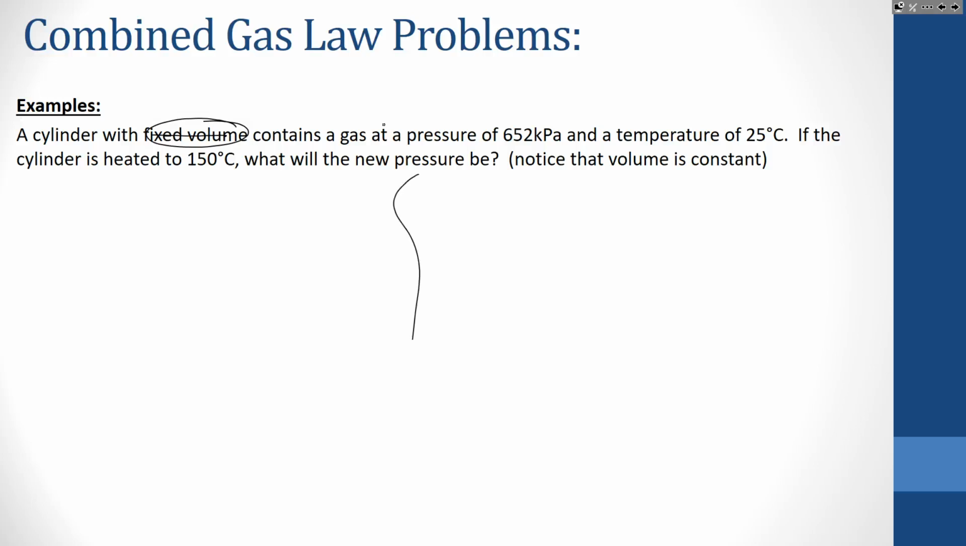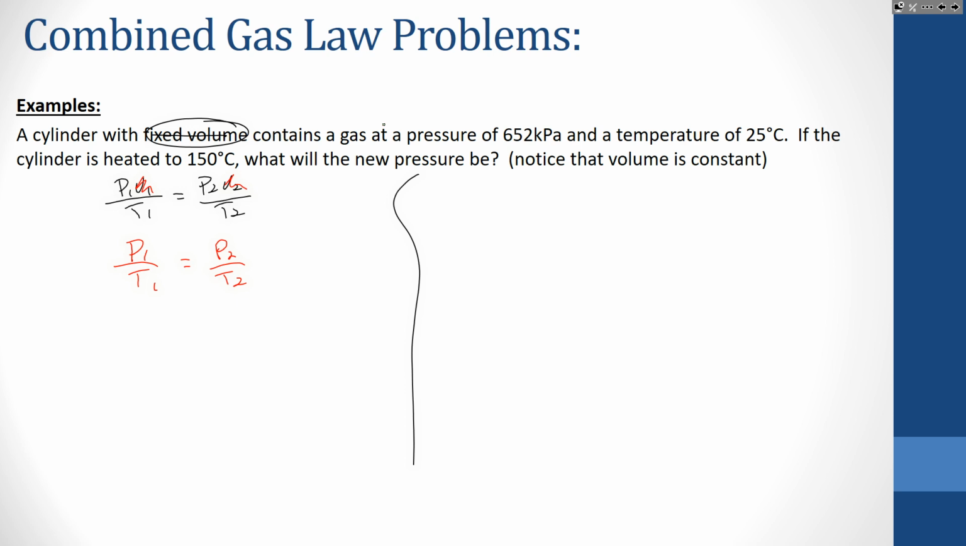So if you want to set it up as the combined gas law, it would be P1 V1 over T1 equals P2 V2 over T2. And because the volume is not changing, both of these volumes will be the same and they'll end up canceling each other out. So your formula ends up just being P1 over T1 equals P2 over T2, which is Gay-Lussac's law.